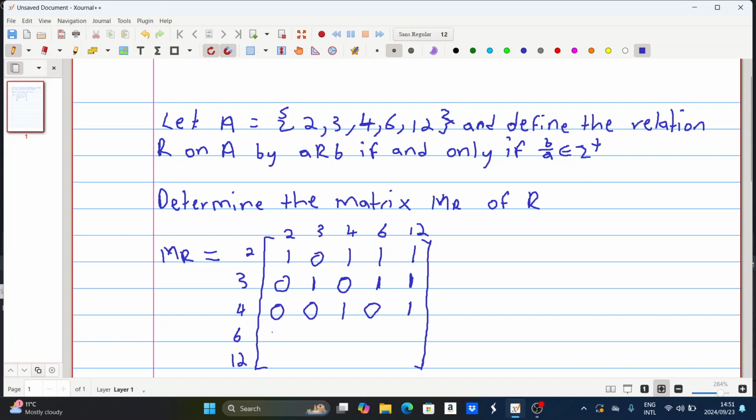6 into 2, it's 0. Into 3, it's 0. Into 4, it's 0. Into 6, then we put 1. And 6 into 12 goes there once.